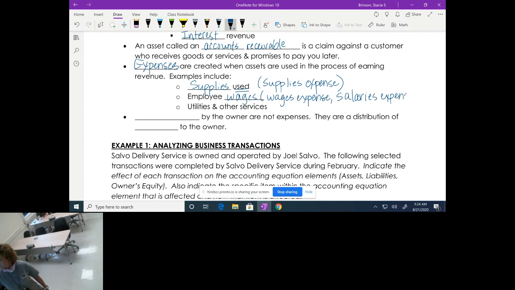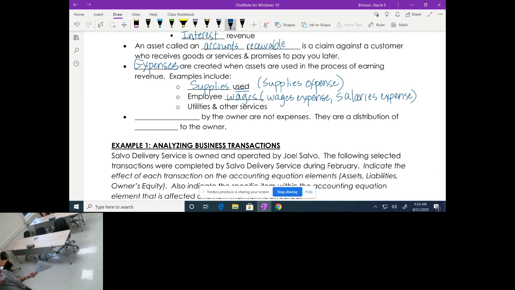And bear in mind, the name of all these accounts, like wages expense, supplies expense, these things can vary from company to company. It depends on what they're doing. What are their operations like? What is their business? Are they producing something? Are they an advertising agency? Are they an accounting firm? Different companies are going to have different types of expenses based on the nature of the work they do.